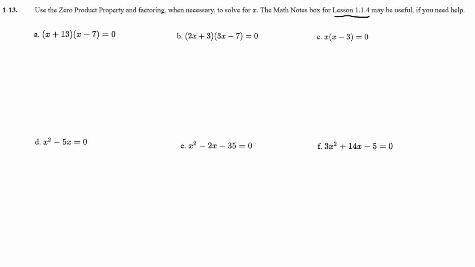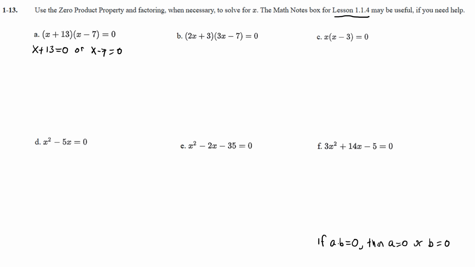So in problems A, B, and C, notice that we have products equaling 0. So the zero product property says, we'll write that down here, that if A times B equals 0, then that means either A is 0 or B has to be 0. So how that factors into here is on part A, A would be x plus 13 and B would be x minus 7. So for this to be true, x plus 13 has to equal 0 or x minus 7 has to equal 0. Because this is in factored form.